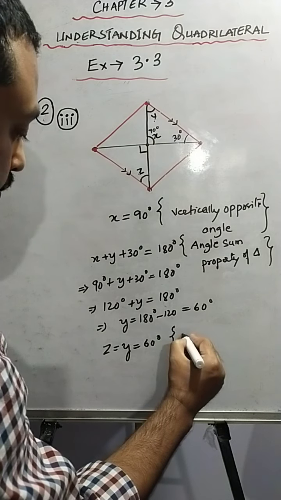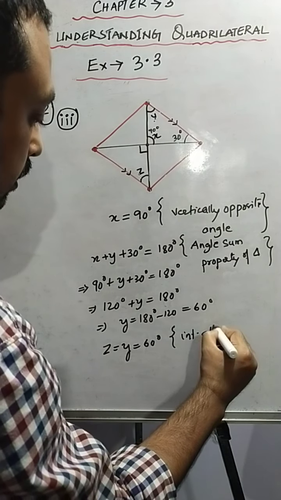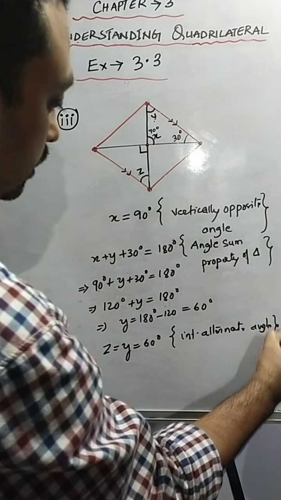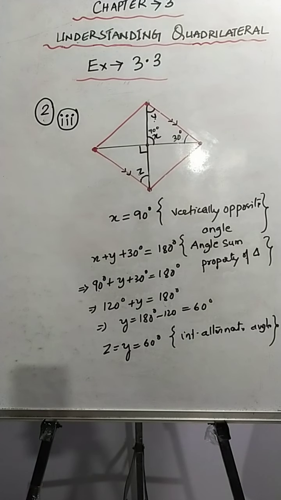And why are we saying this? Because this is an interior alternate angle. Okay, so this is the solution of sum number 3. Now let's move on to sum number 4.